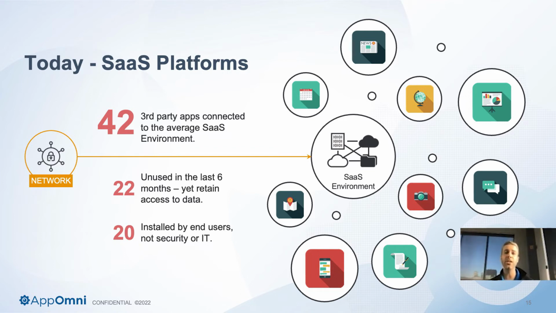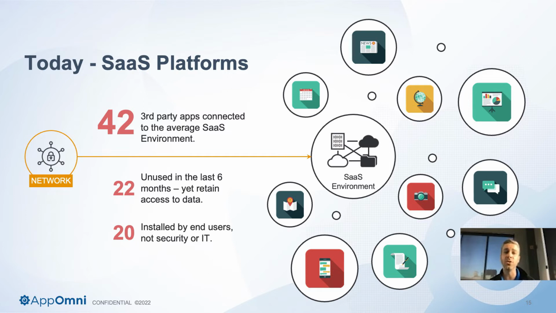But these applications continue to run and they continue to have access to your production environment until you turn them off or you remove them. So over half are unused. Then we look at how these SaaS applications got in there. 20 of those 42, so roughly half of them, were installed without any IT or security oversight.